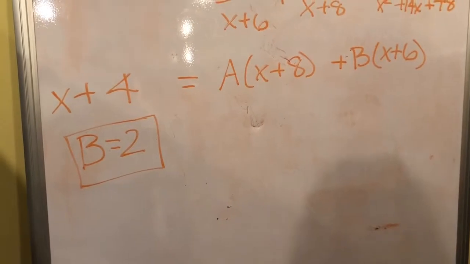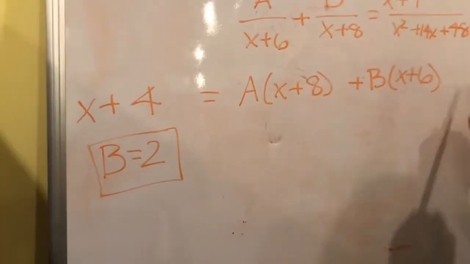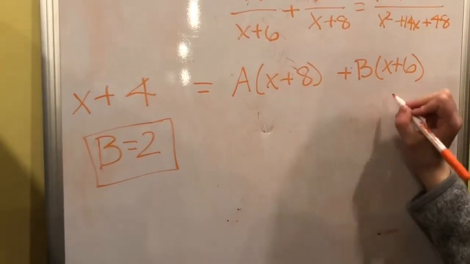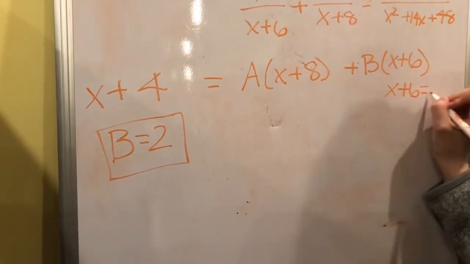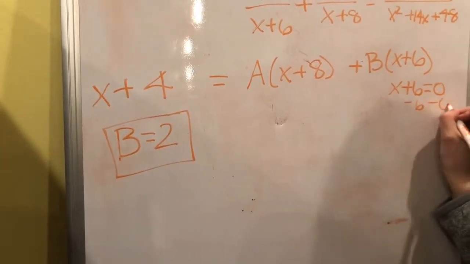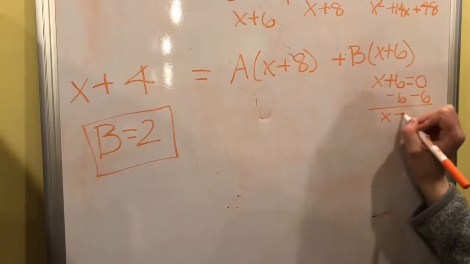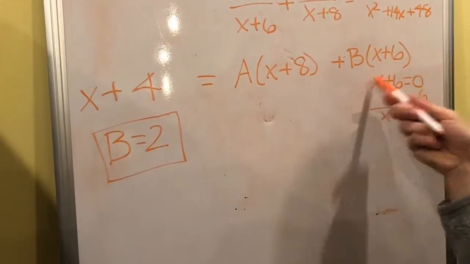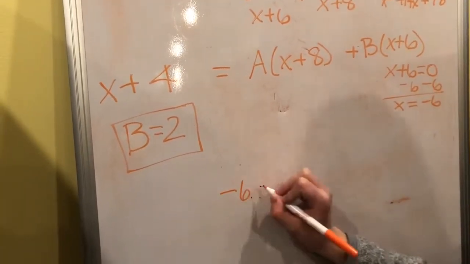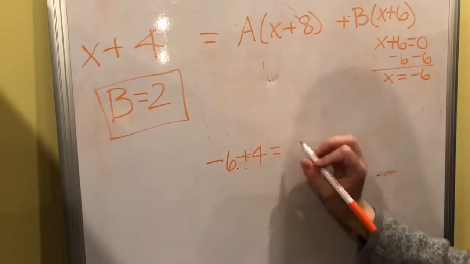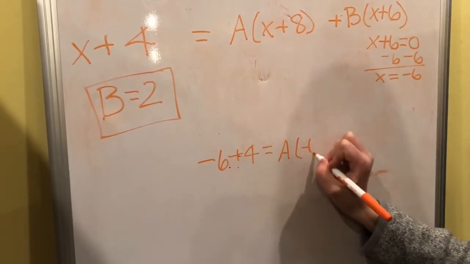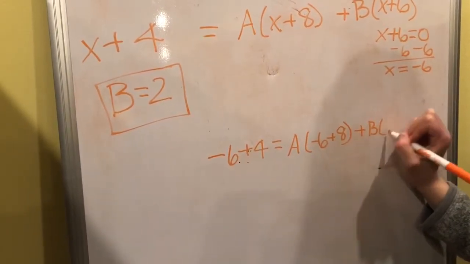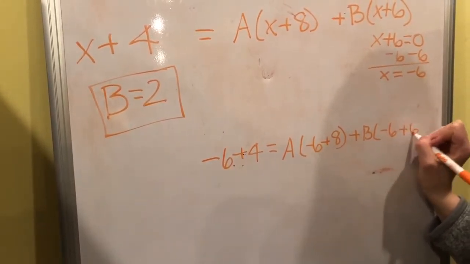Then you find out what value will make x plus 6 equal to 0 in order to find what A equals. So you do x plus 6 equals 0, minus 6, minus 6. So x equals negative 6. So then you plug in negative 6 for each x in the equation. So negative 6 plus 4 equals A times negative 6 plus 8, plus B times negative 6 plus 6.